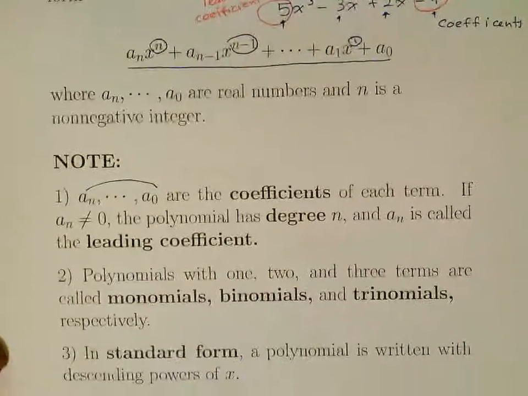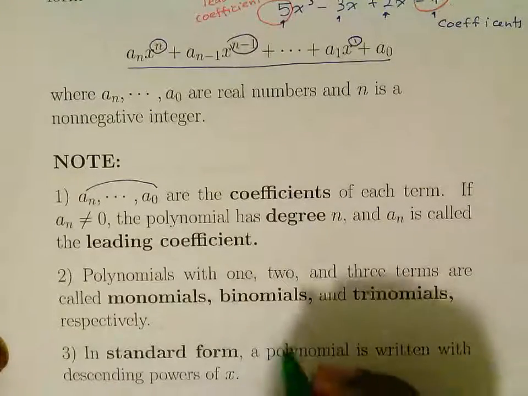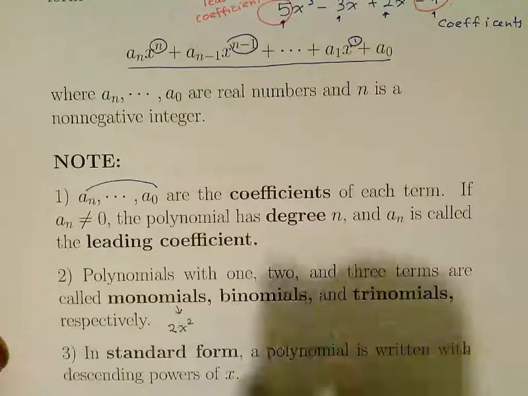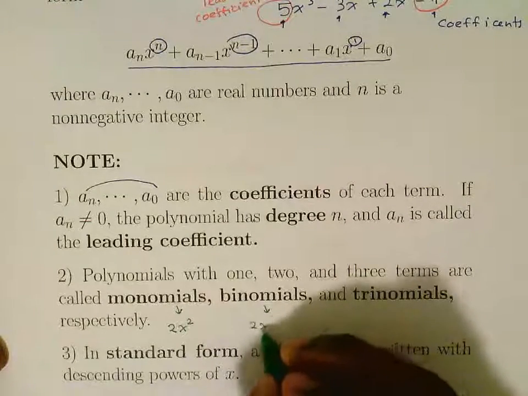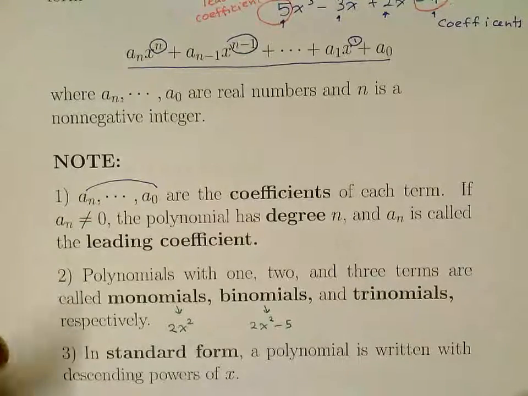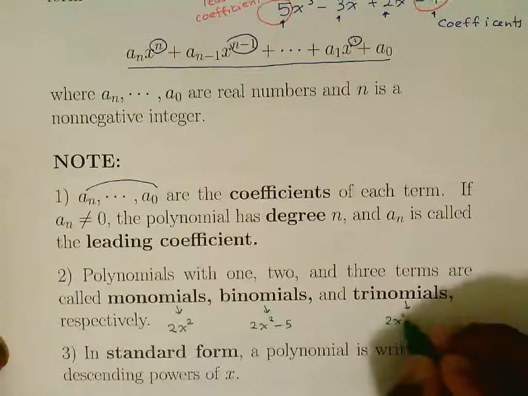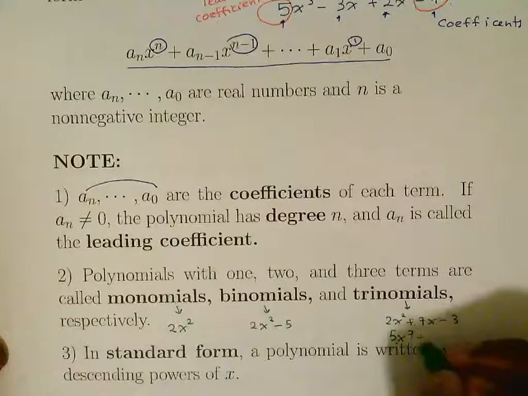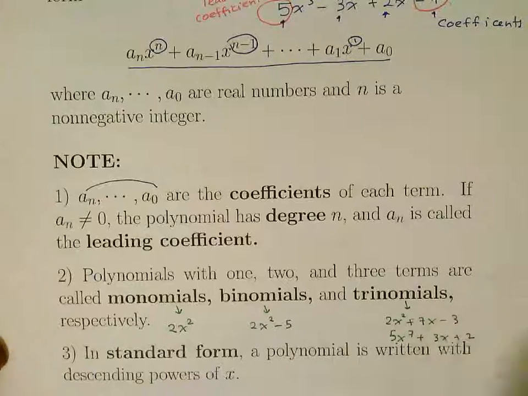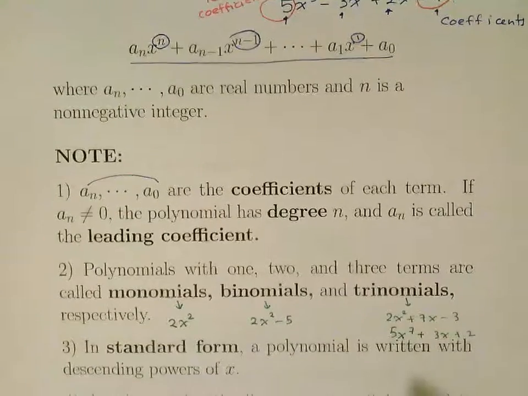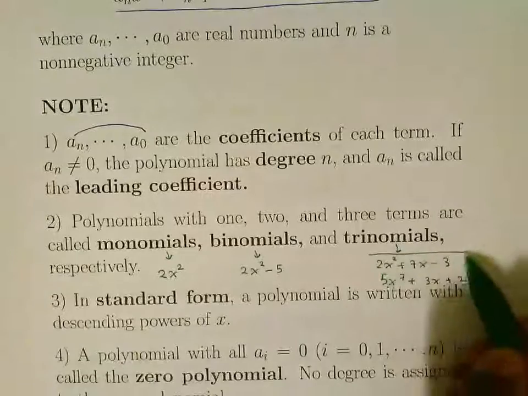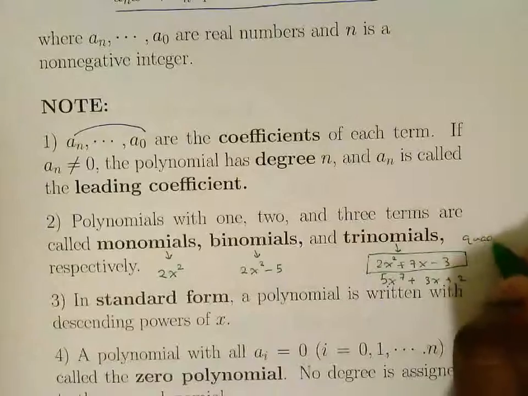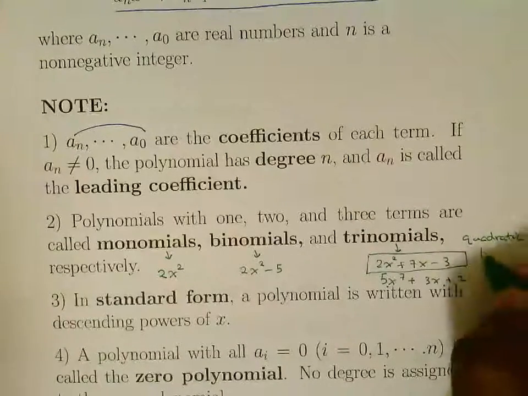Okay, now there are different types of polynomials. Monomials, like 2x squared, is a monomial, just one term. Binomials, two terms, 2x squared minus 5, that's a binomial. Trinomials, 2x squared plus 7x minus 3, or 5x to the power 7 plus 3x plus 2. Whenever there are three terms, it's called a trinomial. We will focus on these types of trinomials, which are called quadratic trinomials.